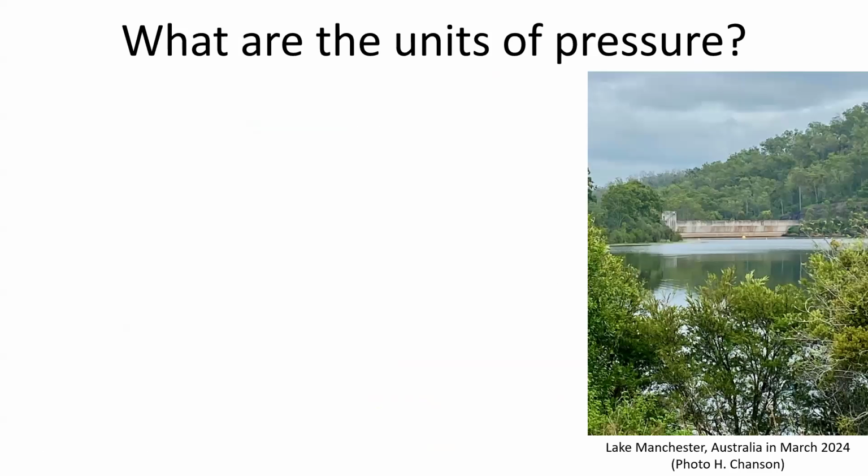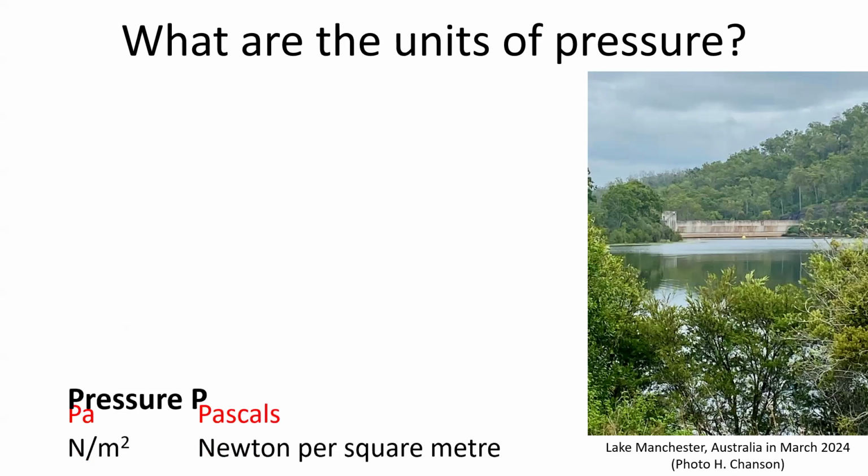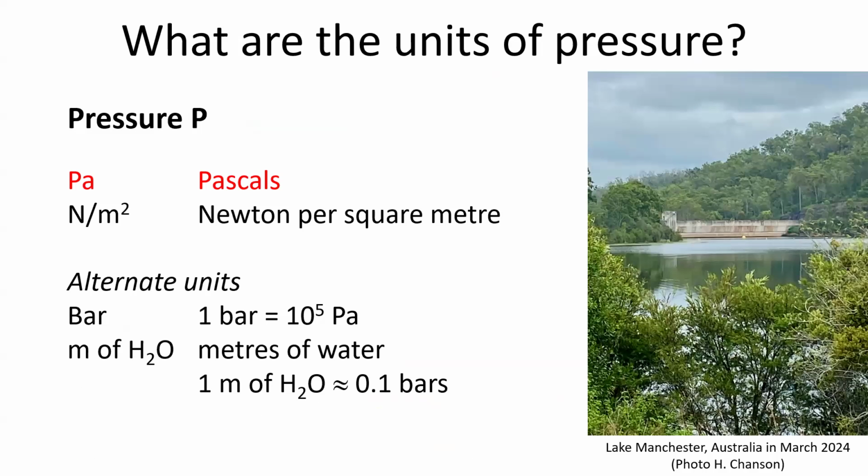What are the units of pressure? Pressure is expressed in Pascal, named after the French mathematician Blaise Pascal, who lived during the 17th century. A Pascal is equal to a Newton per square meter. Other pressure units include the bar, for example, used in meteorological and weather applications, and the meter of water, a unit sometimes used in hydraulics laboratories.